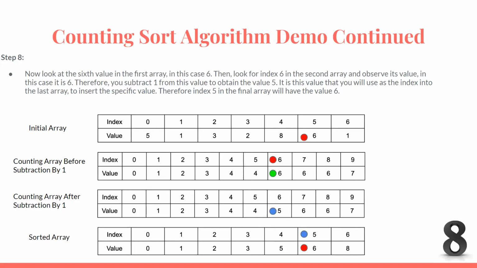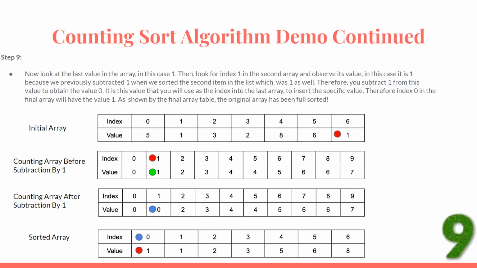Now look at the sixth value in the first array. In this case, it's 6. You look for index 6 in the second array, observe its value, which is also 6 in this case. So then you're going to subtract 1 from 6 to obtain the value 5. And then you'll use this index of 5 into the final array to store the value 6. So index 5 in the final array will have the value 6.